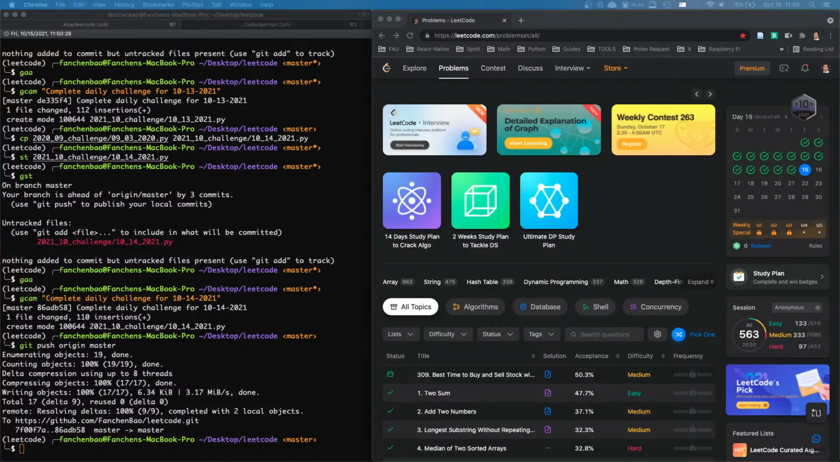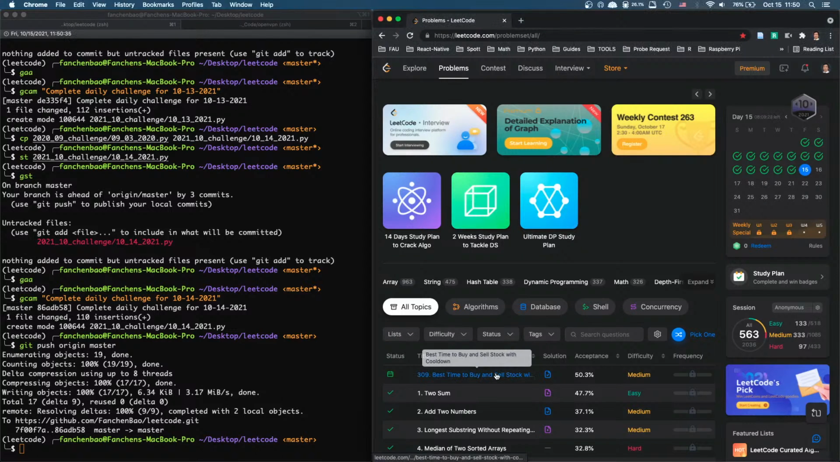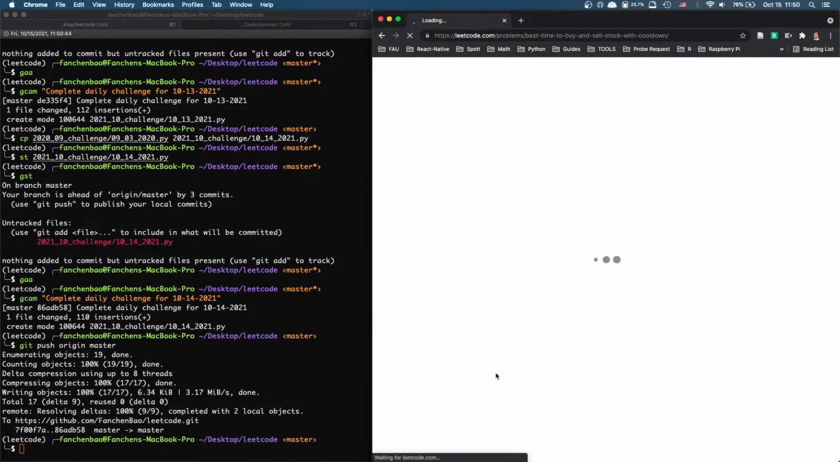Hello everyone. It's October the 15th. We have best time to buy and sell stock. Oh, best time to buy and sell stock with cooldown. I've done this before. I think I've done all of the stock thing. I think there are like 6 or 7 of them.